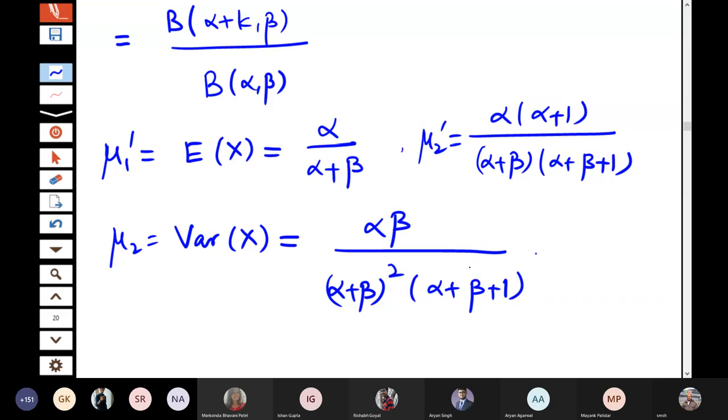So this is another distribution which is used for modeling of various kind of data sets. As I showed you, by choosing appropriately alpha and beta, you can have a lot of varieties of the curves here. So is it okay? Yes, sir.